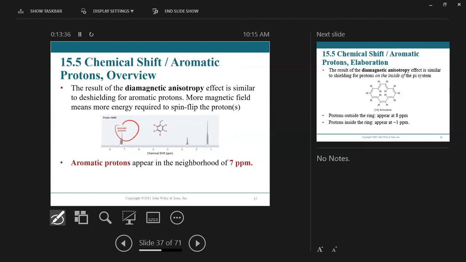So the result of a diamagnetic anisotropy effect is similar to deshielding. So remember, deshielding, we're going down this way. More magnetic field means more energy required to spin and flip the protons. So the aromatic protons appear in the region of 7 ppm. So if you see something around here, you see some type of aromatic protons.